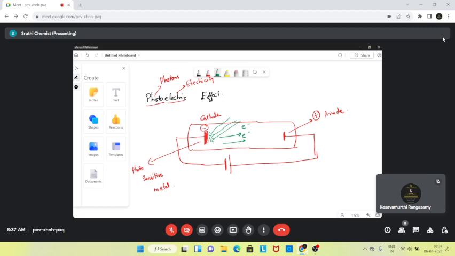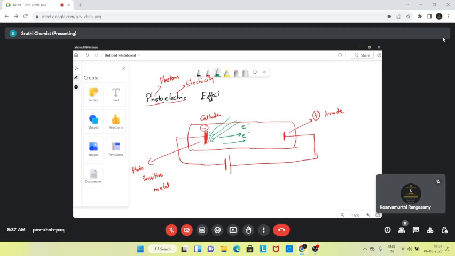Towards the positive area, ma'am. Yeah, very good. Towards a positive plate. So on the other side we have an anode, which is a positive electrode. The electrons will start to be attracted towards the positive electrode. Because of this, current will be produced, so it's called the photocurrent.